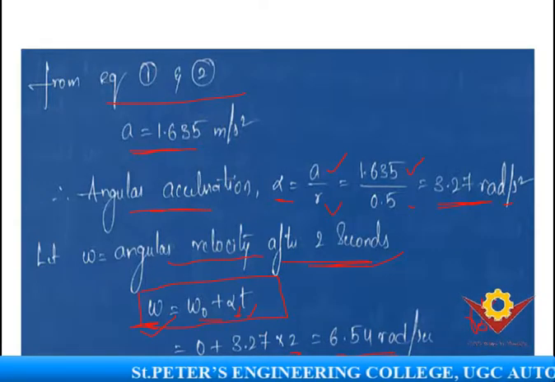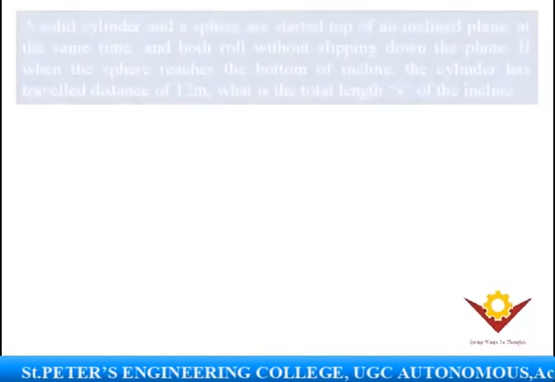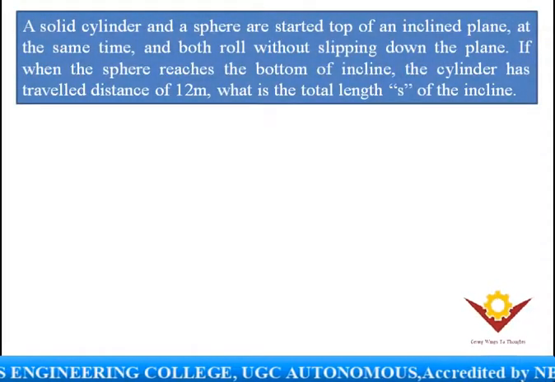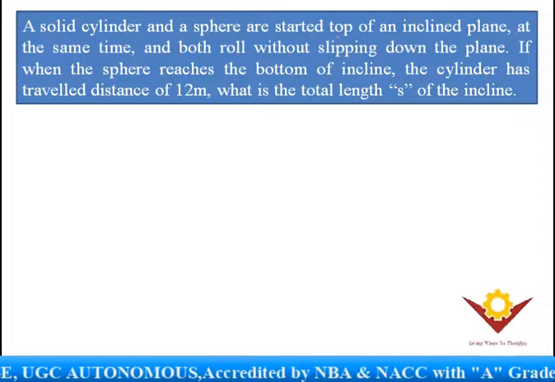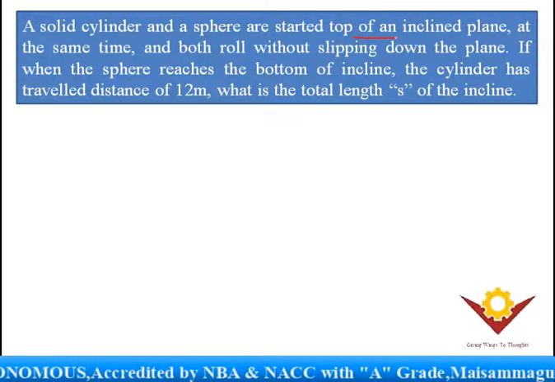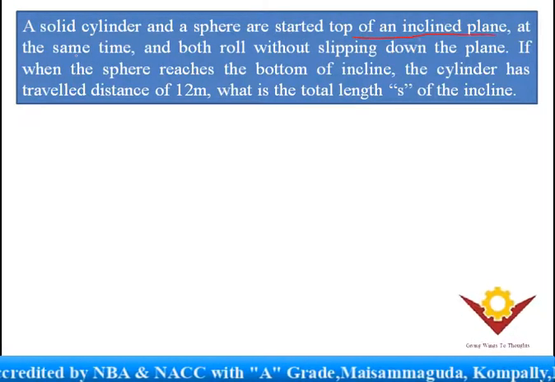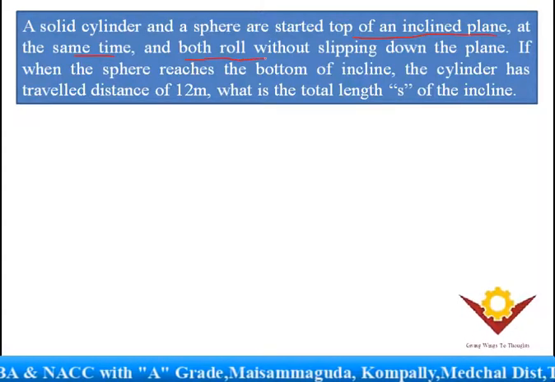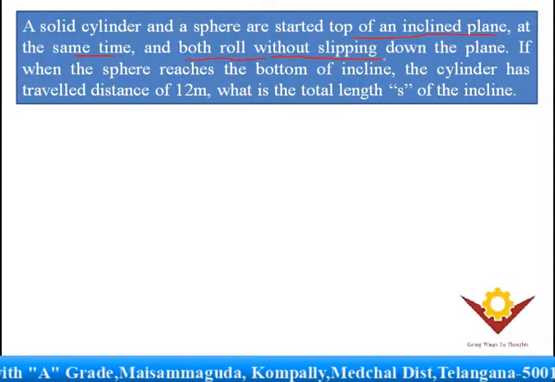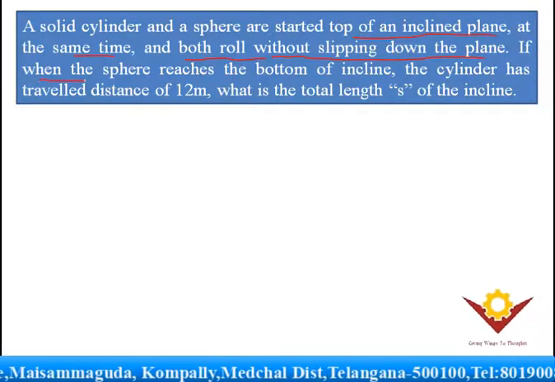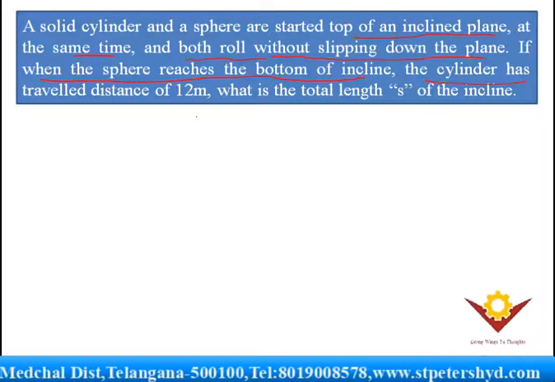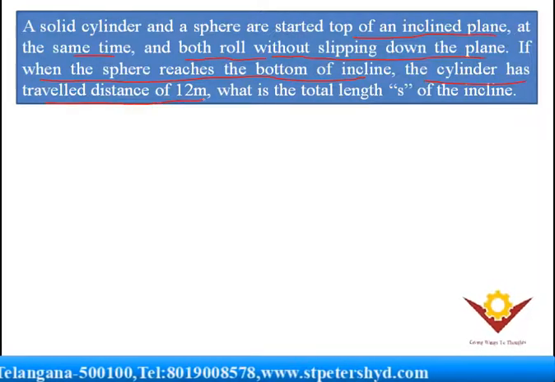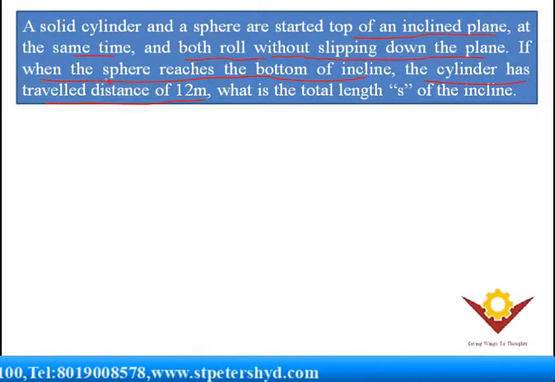Now we see the problem on general plane motion for kinetics. A solid cylinder and a sphere start at the top of an inclined plane at the same time and both roll without slipping down the plane. When the sphere reaches the bottom of the incline, the cylinder has traveled a distance of 12 meters. That means we have two bodies, a solid cylinder and a sphere.